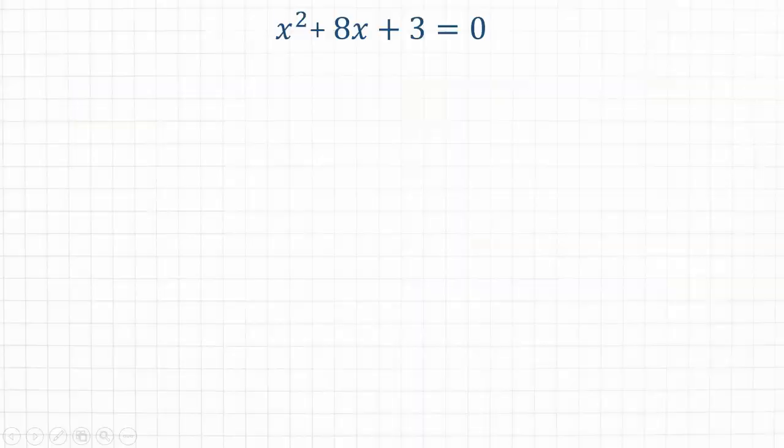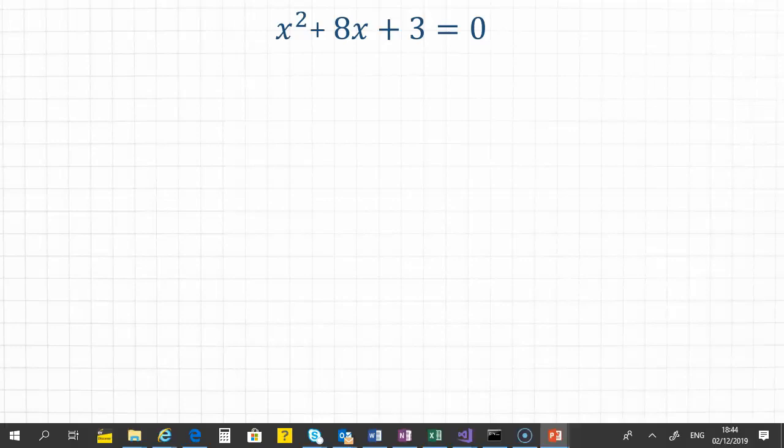Now, let's look at an example of how to solve using completing the square the quadratic equation x squared plus 8x plus 3 equals 0. Remembering that the standard quadratic equation is of the form ax squared plus bx plus c, we first need to identify what the values of a, b, and c are. In this case, a equals 1 because 1 times x squared is x squared, b equals 8, and c equals 3.